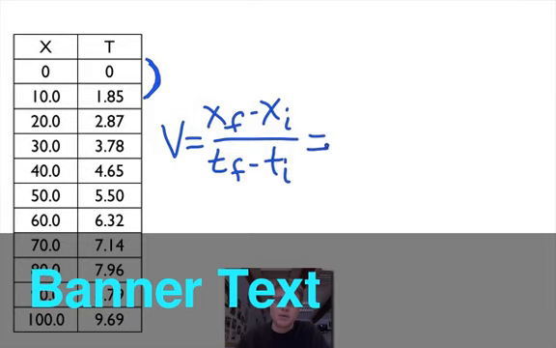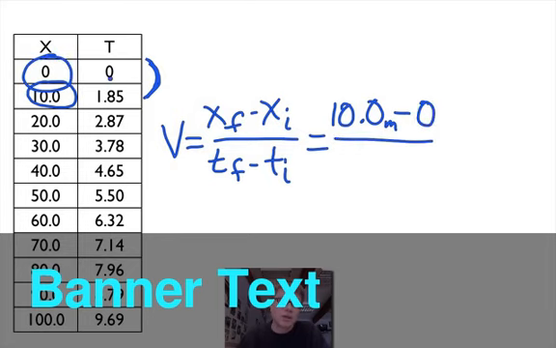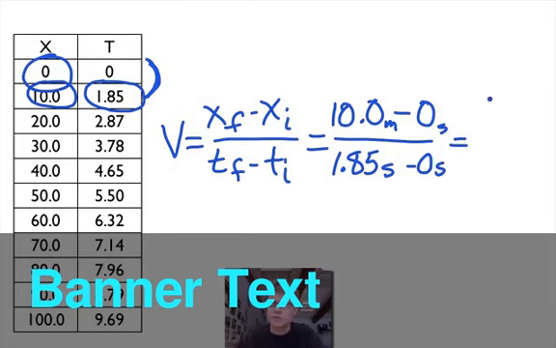Okay. And when you solve problems, you want to make sure you identify, what do I know? Well, what's the final position? That's going to be 10.0 meters. What was his initial position? That was 0, so that's minus 0. What was his final time? That'd be 1.85 seconds. And then what was the initial time? It's 0 seconds. So what I get here is roughly 10.0 meters over 1.85 seconds.